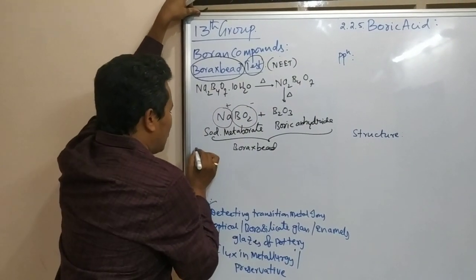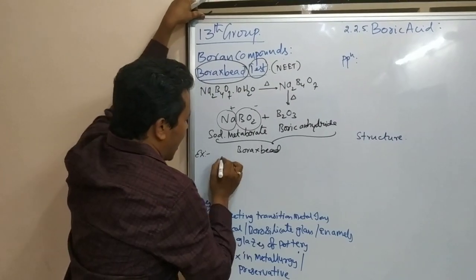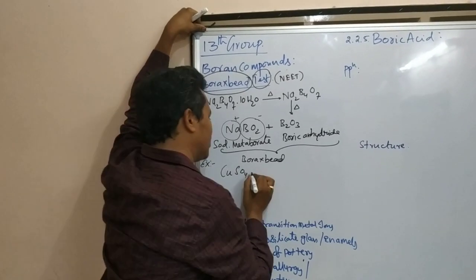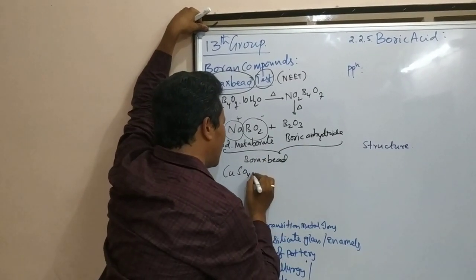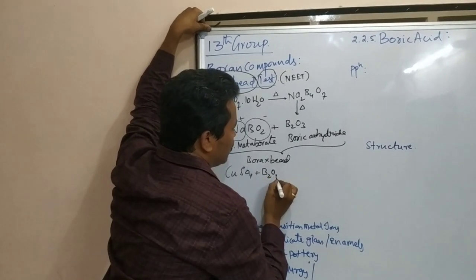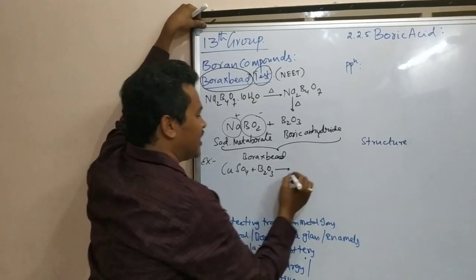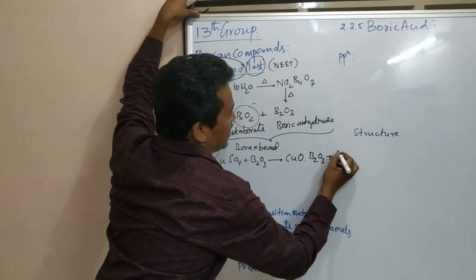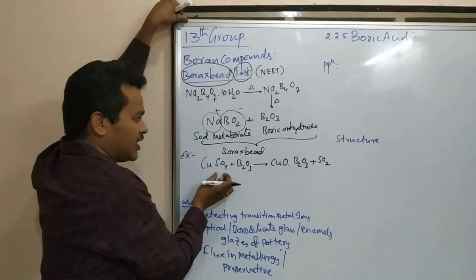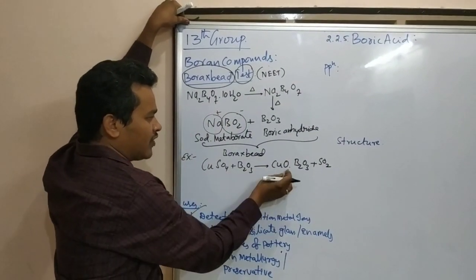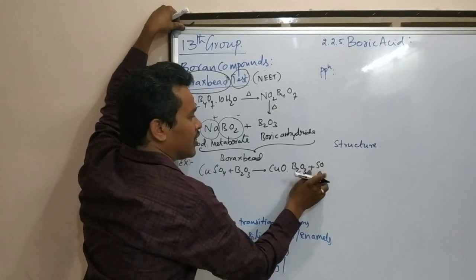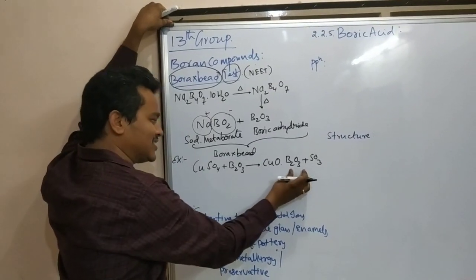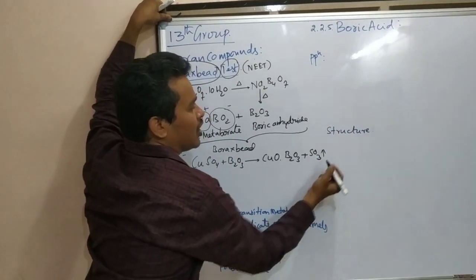For example, I am going to take one salt, CuSO4. After that we are going to add B2O3. What is forming here? CuO, B2O3 plus SO3. Just adjustment: SO4 gives CuO, and one of the oxygens comes here, making SO3. That 3 is from SO4. CuO and B2O3 stay as they are, and SO3 gas comes outside.